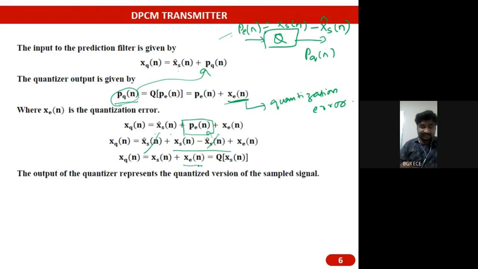So xe of n is the quantization error, and xs of n is the original value, which represents the quantization value of the original sample. This is how we get the original value of the sample from the quantized value of the prediction error. And this was conversely used in the case of a DPCM receiver.